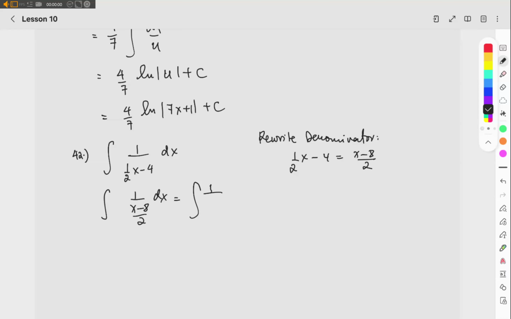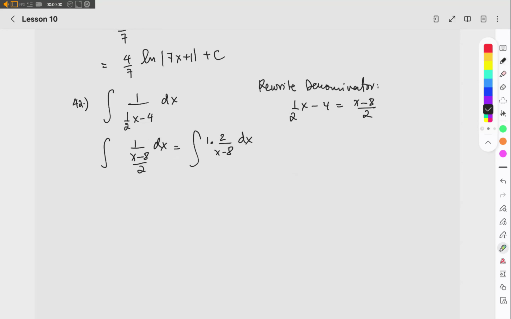1 over 1 times 2 over x minus 8 dx. Dividing is the same as multiplying, so just flip it. So I will get the integral of 2 times 1 over x minus 8 dx. And now you can let u be equal to x minus 8.